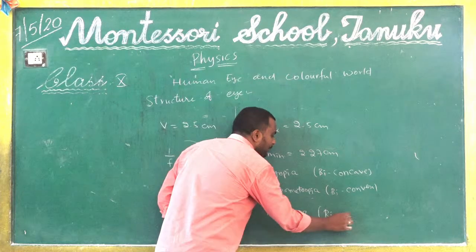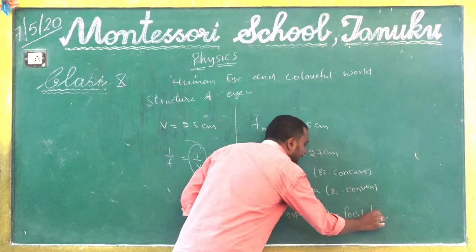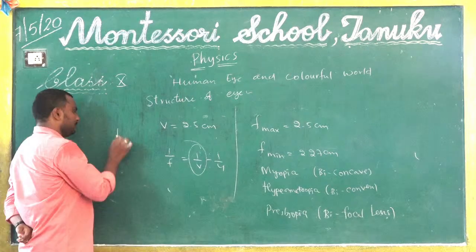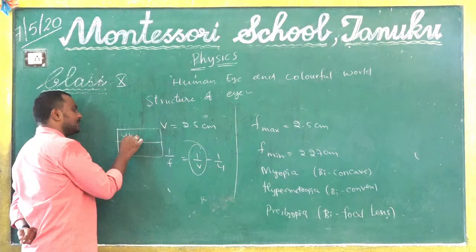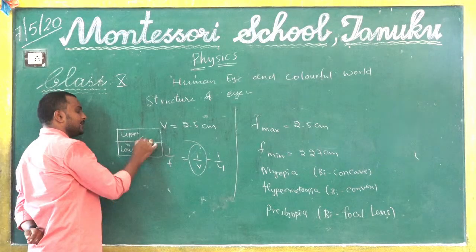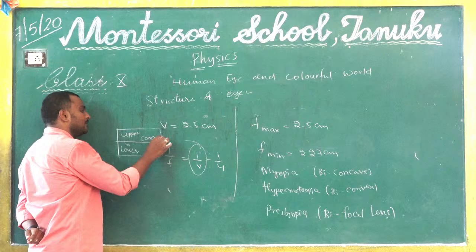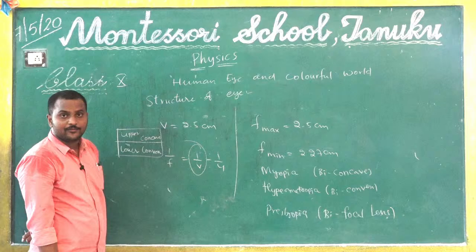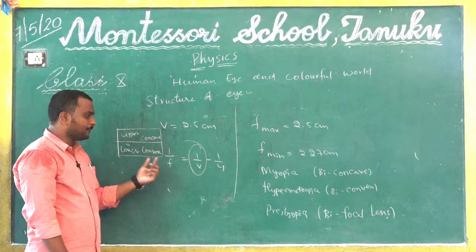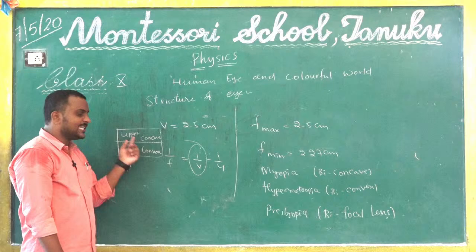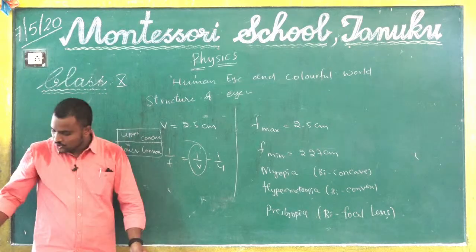They use a bifocal lens. In this lens, there is an upper part and a lower part. The upper part is concave and the lower part is convex. This lens we call a bifocal lens. So for the correction of presbyopia we use a bifocal lens which has two parts, upper part and lower part. The upper part is concave and the lower part is convex.